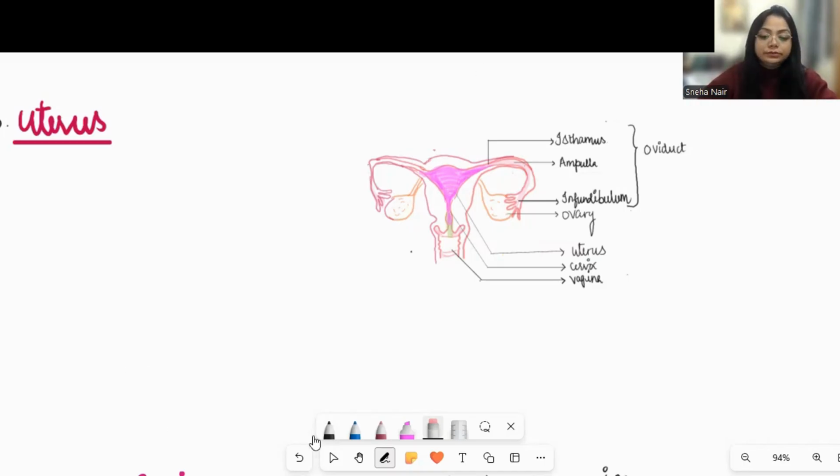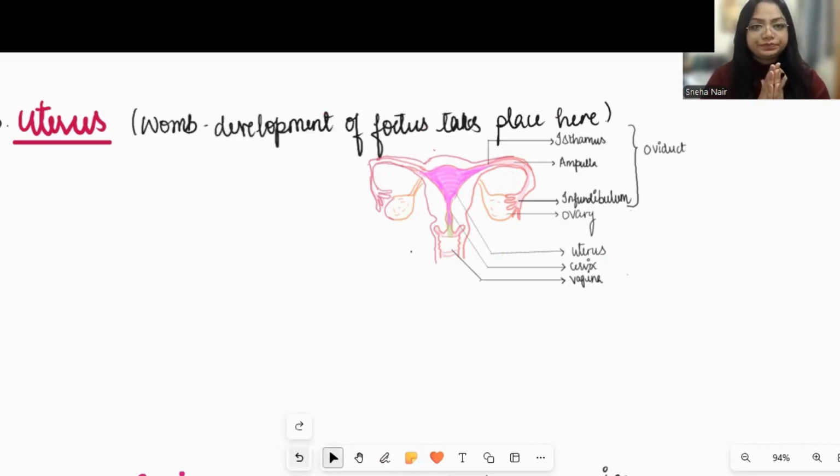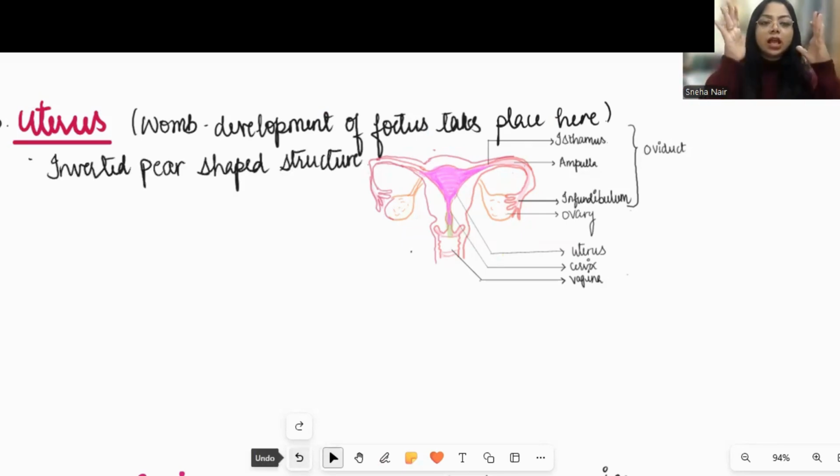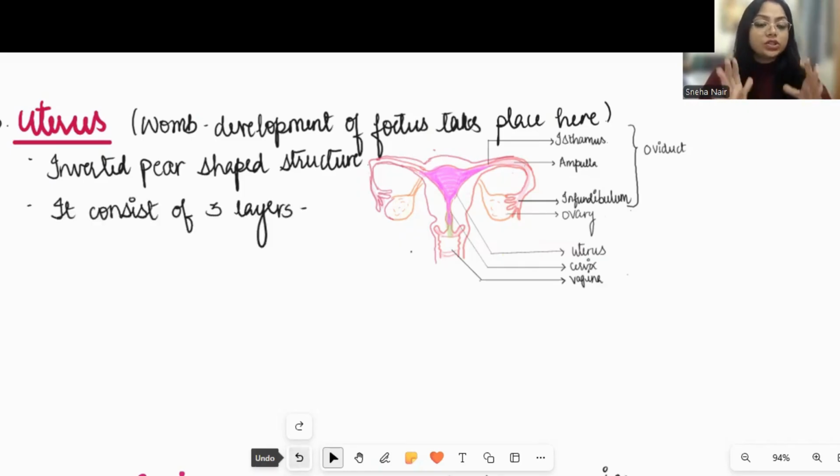The shape of the uterus is inverted pear-shaped. As you can see in this diagram, it is a pear-shaped structure, an inverted pear-shaped structure. That is, it is broader from the upper part and narrow from the lower part. So this uterus consists of three layers.